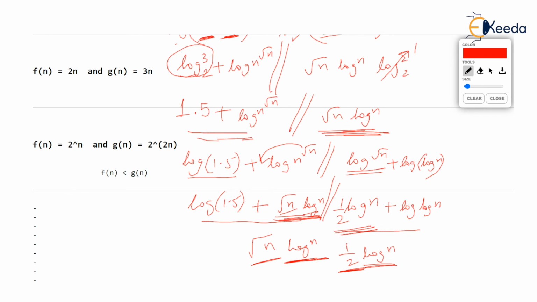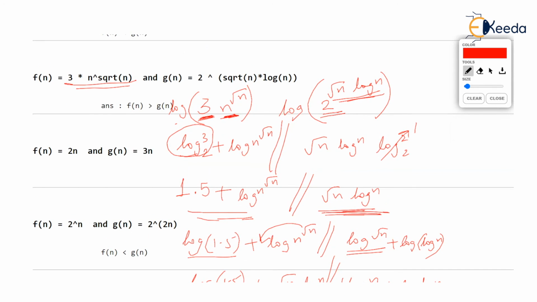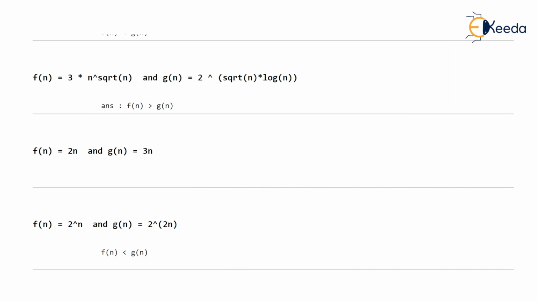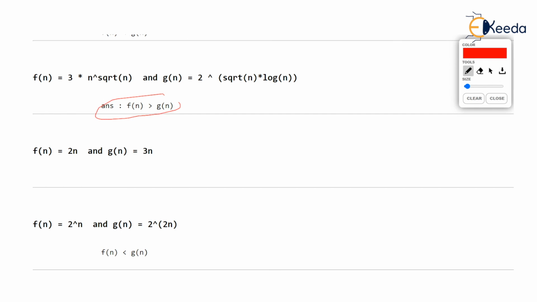I hope you are understanding, isn't it? So it is so important to remember the properties of logarithm. When you are comparing the functions, it becomes very easy. Check, the answer to this question is definitely fn is greater than gn. Now, just for fun, I have introduced this example. It is so easy. Fn is smaller than gn here, isn't it? Because 2n is always less than 3n.